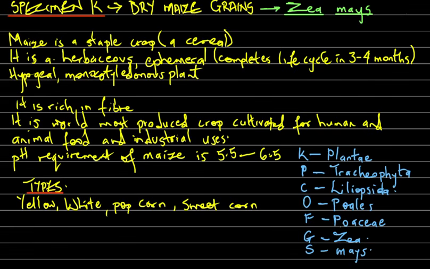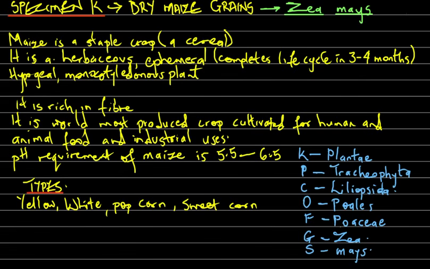It is rich in fiber. It has a high amount of fiber, which is one of the reasons why it is consumed. It is the world's most produced crop, cultivated for human and animal food, as well as industrial use. The pH requirement, if you want to cultivate it, is about 5.5 to 6.5, so it is slightly acidic, a weak acid.